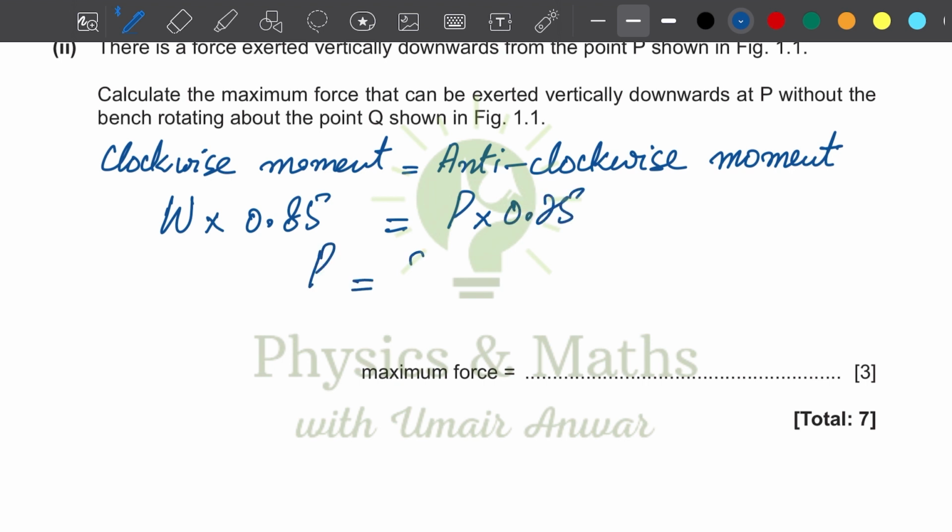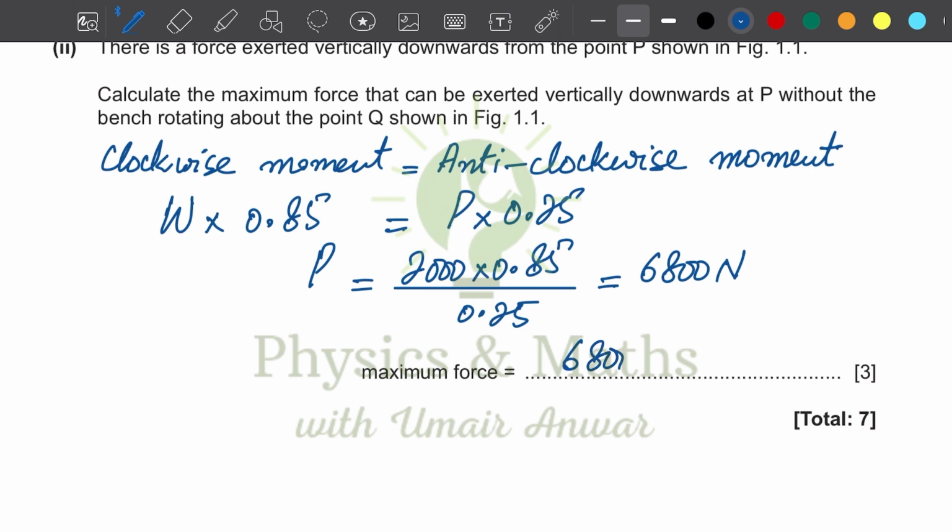So P is going to be equal to 2000 multiplied by 0.85 divided by 0.25. So it will give us an answer of 6800 newtons, and this would be the final answer of this part. So the question ends here with this answer.